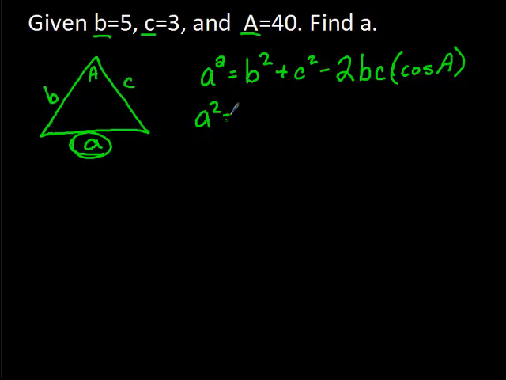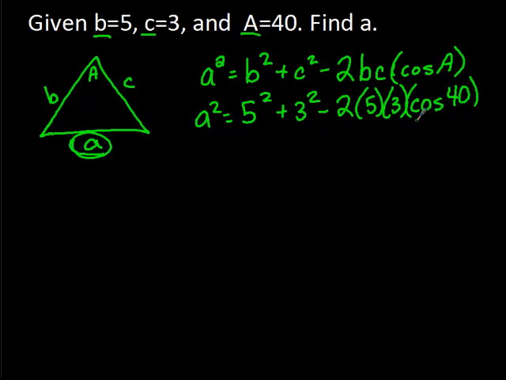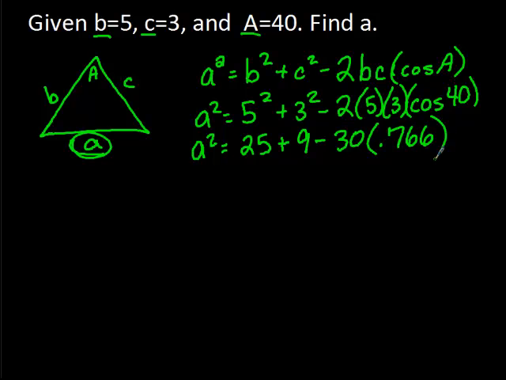So plug everything in that you know. We know that lowercase b is 5, so we have 5 squared, plus c squared, where c is 3, so we have 3 squared, minus 2bc, so it's 2 times 5 times 3, times the cosine of capital A, which is 40. So we go through and start simplifying everything down that we know. We have a squared still, that stays as it is. 5 squared is 25. We have 3 squared, which is 9. 2 times 5 times 3 is 30. And if you do on your calculator the cosine of 40, we get 0.766.